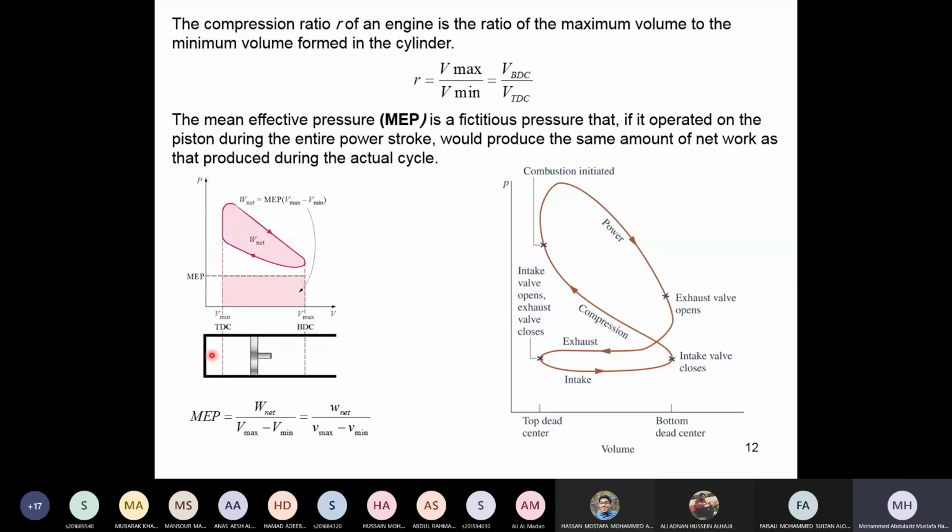So I want you to remember this here. This is the compression ratio. It is the total volume divided by the clearance volume, which gives the R here. R is very important. Next class, every one of you will give me a value for the compression ratio. All right. Now, how can we calculate this work here?